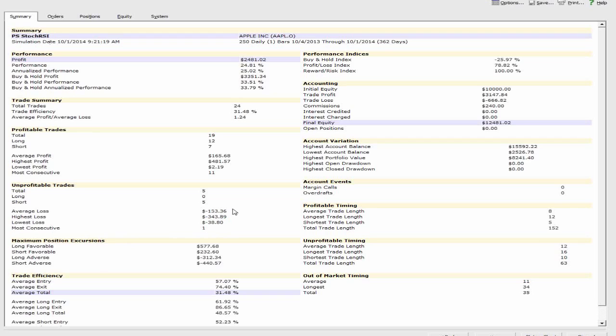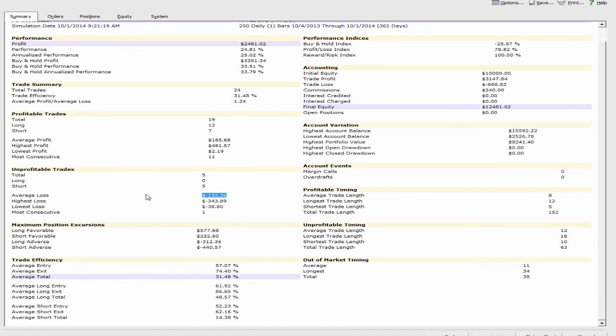Our average loss was $133. So we're not quite where I would want to see the profit versus the loss on the averages, but we make that up on 19 versus 5. I like to see more of a 2-to-1 ratio there. It's acceptable, but again, we're talking about what we would want to find. Those are the important things that I like to look at: average profit, profitable versus unprofitable trades, and then most consecutive losses. I don't care about most consecutive wins as much as I care about most consecutive losses.